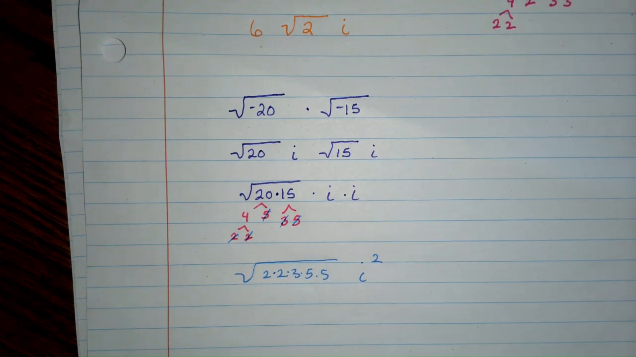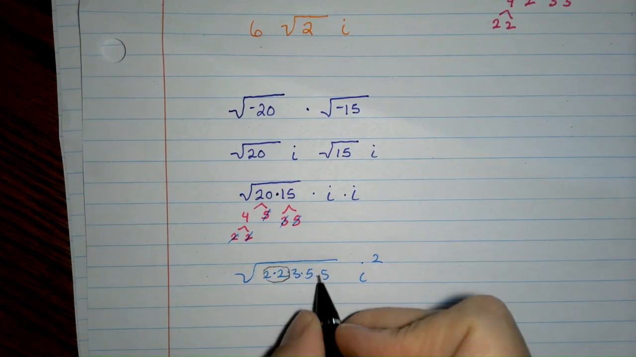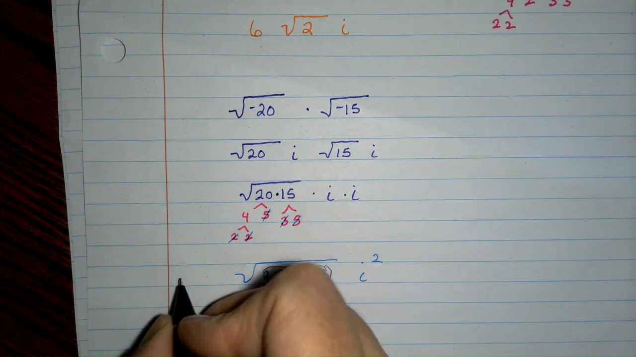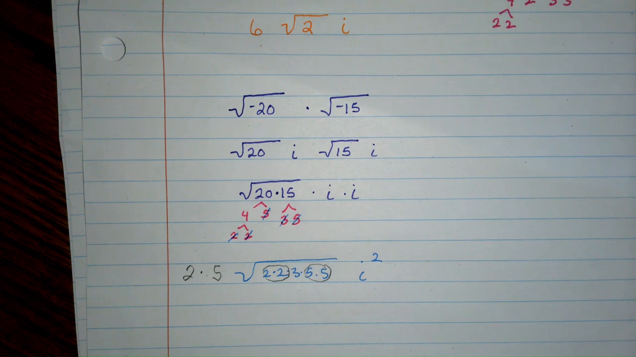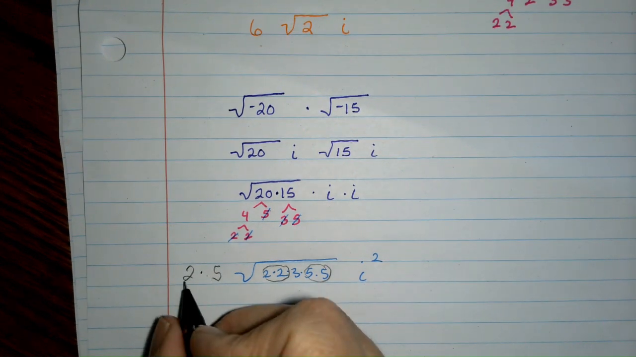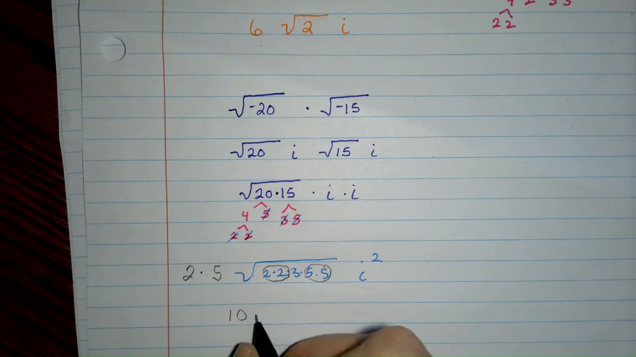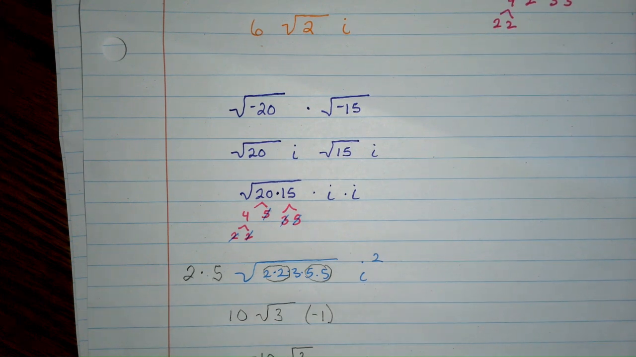Okay, we're going to fold the socks, put them away, see if the dryer left any leftovers. A pair of 2s, a pair of 5s. Remember, we're putting them away, rolling them in a ball into one pair and putting them away. A pair of 2s, a pair of 5s. So 2 times 5 is 10. We have 3 left over, and i squared is -1. So -10 root 3.